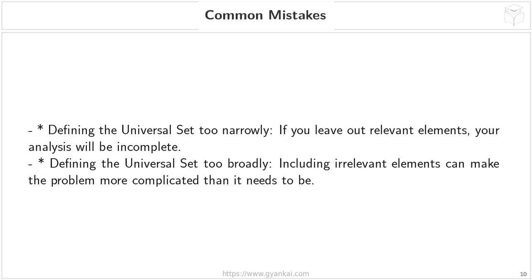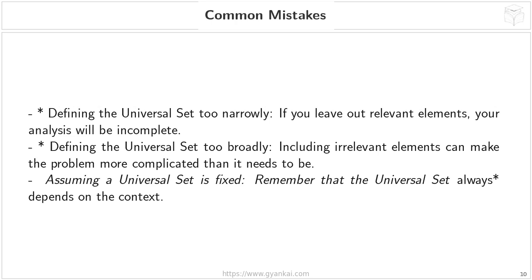Next, we have the opposite problem, defining the universal set too broadly. This happens when you include elements that aren't actually relevant to the problem at hand. While it might seem safer to include everything, just in case, it actually makes things more complicated. Think about it, the more elements you have in your universal set, the more you have to consider when performing set operations, and it increases the chance of getting confused. It's like adding extra, unnecessary information to a problem.